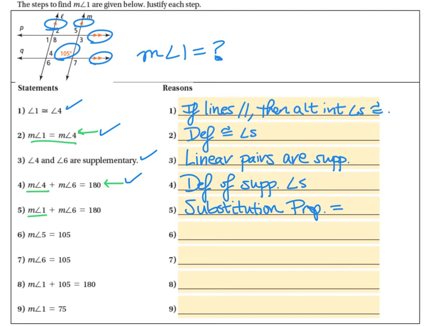Now, measure of angle 5 is 105 degrees. While that's true, that has nothing to do with the rest of this proof. So I'm going to completely ignore that step right there because we did not need that in the slightest in order to be able to do this problem. So I'm just going to get rid of it. Gone.